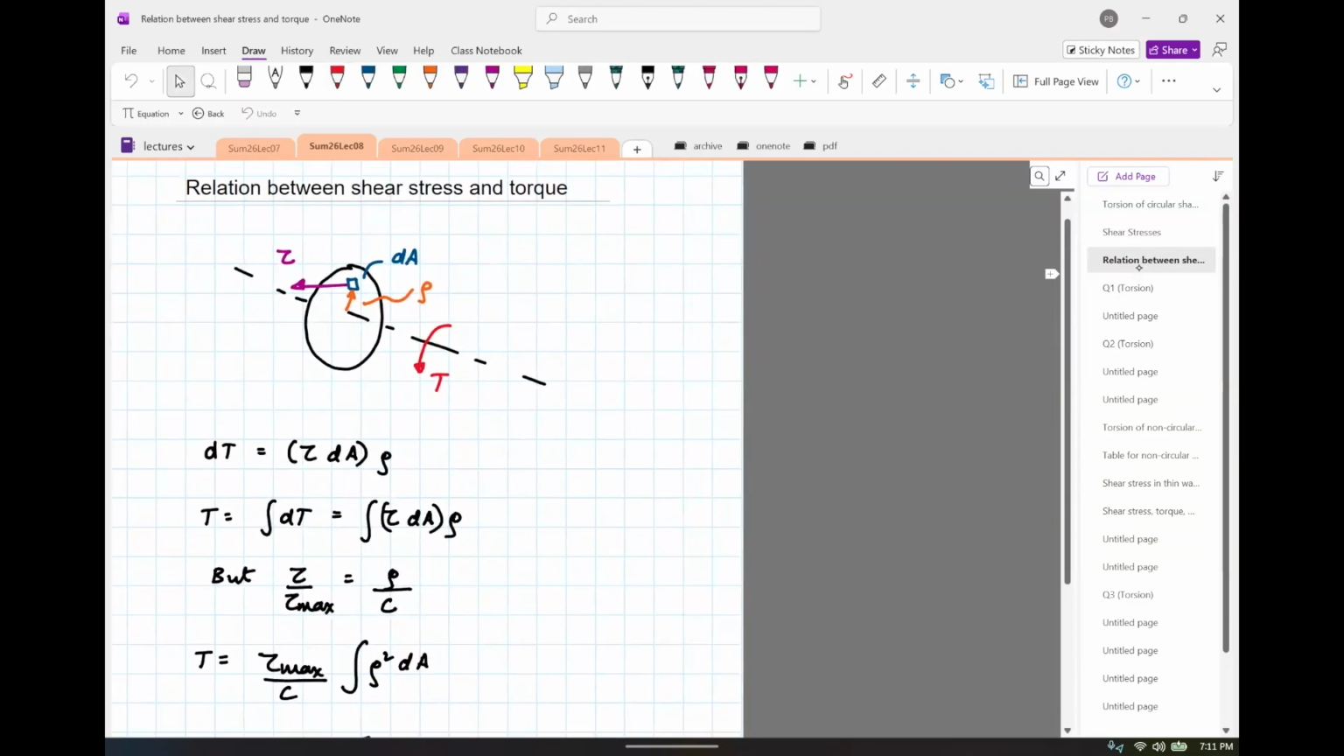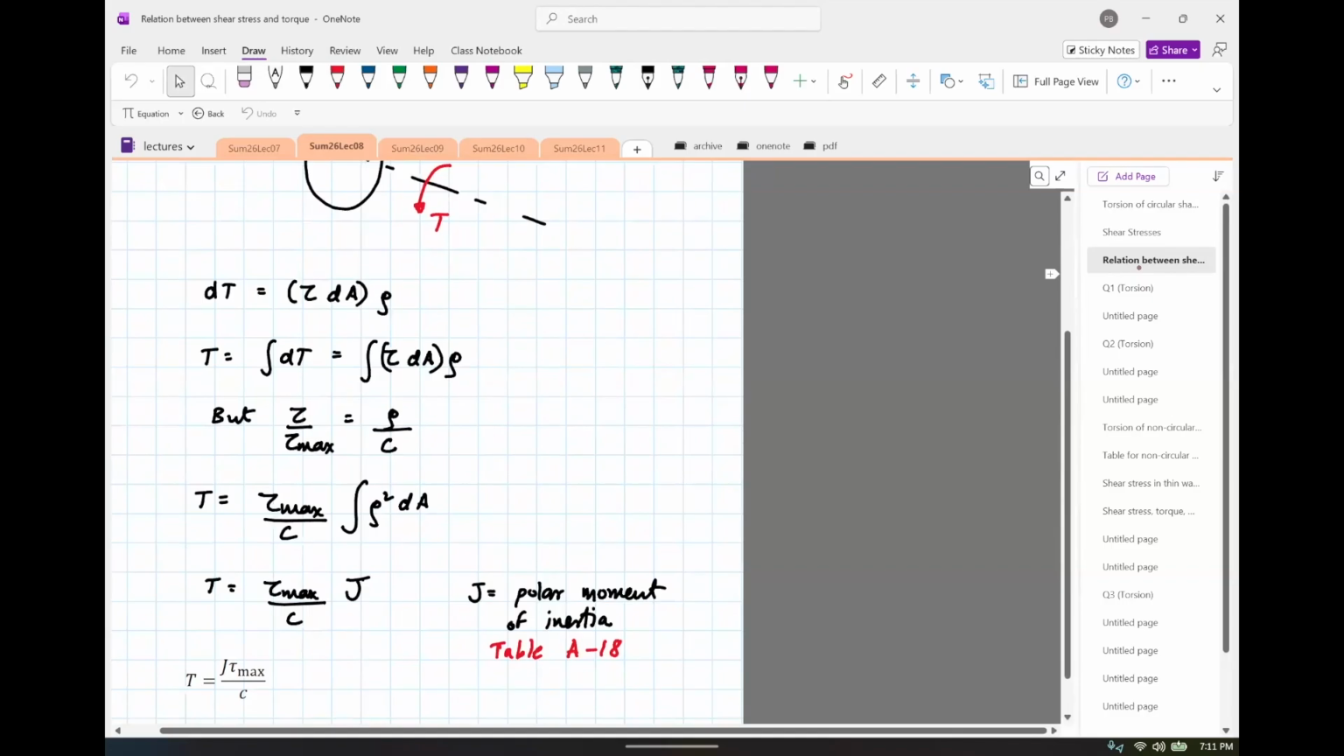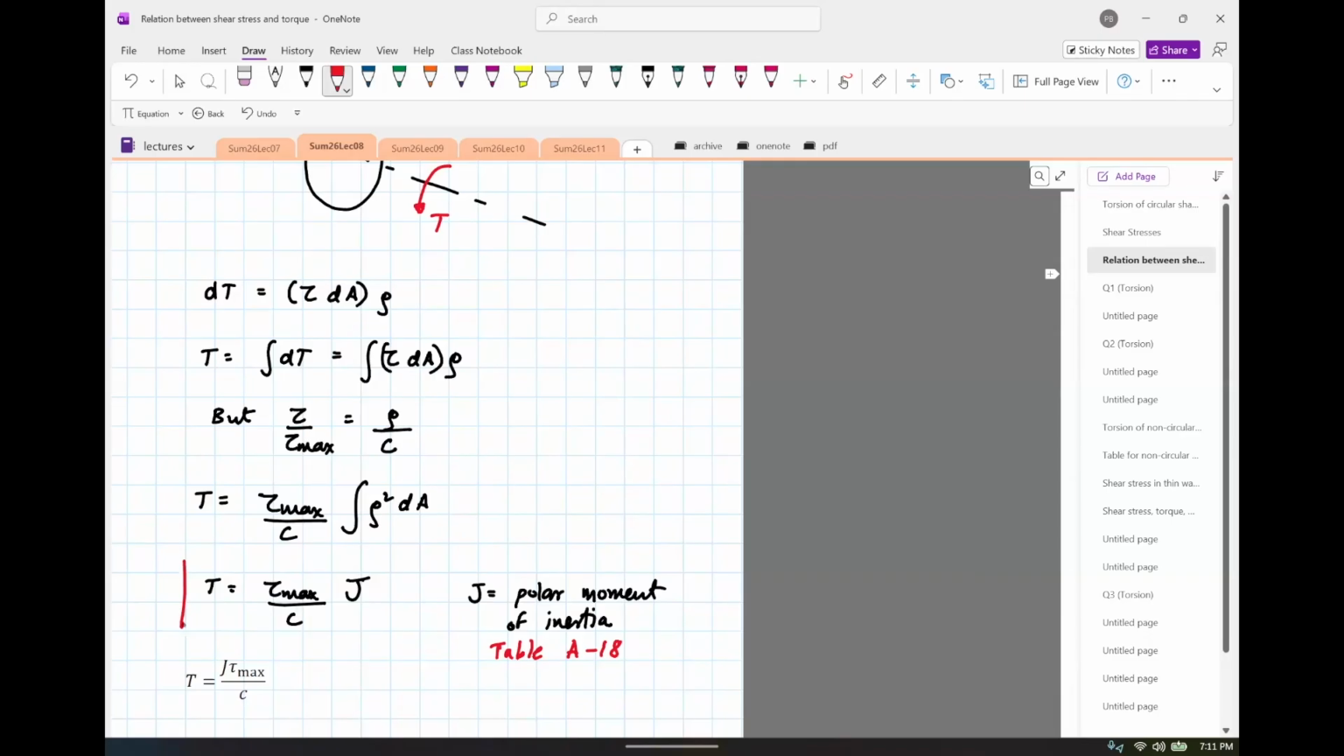Okay, so that gets us to relating the torque to the shear stress. This is the derivation. Basically, what comes out of the derivation is that the torque T is here. Let me just highlight this one. This is the final formula. It is basically the polar moment of inertia J times tau max divided by C.